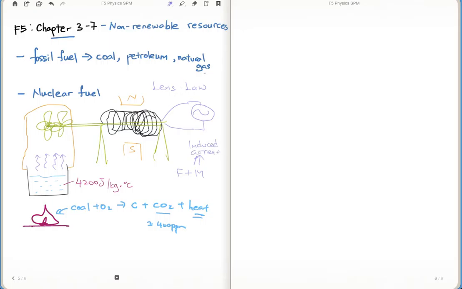You may look up to the upper right hand corner over the video that I have included in this video I've made earlier to show you the coil movement. Okay, so now we emphasize on this part. So we use coal, burn it, release CO2 into the atmosphere, and the heat is used to heat up the water.